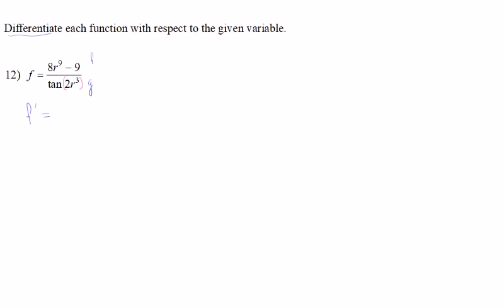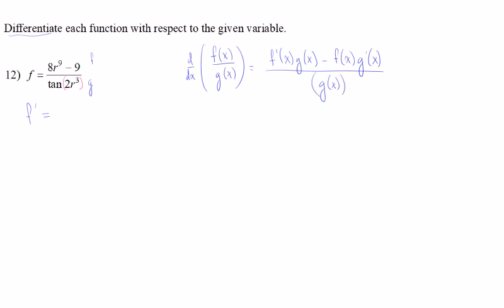F over g, right? And we're taking the derivative of that. So just to quickly remind you of the quotient rule, if you need that: it's f prime, the numerator function derived, times the denominator function g, minus f g prime, right? Some people write g prime f, and that's fine too. And then all over g squared.